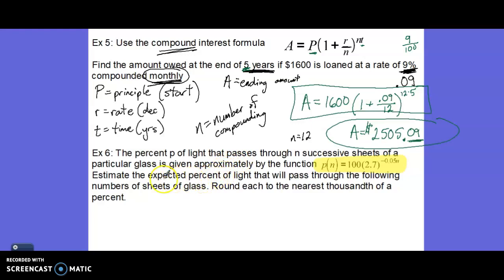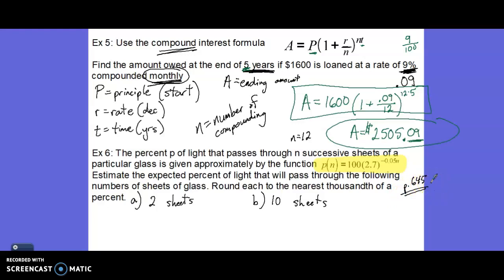It's asking you to estimate the percent of light that will pass through the following number of sheets of glass. Oh, I don't have the number that I want here. I think it was a table, wasn't it? Yep, I definitely messed this up. In part A, they wanted 2 sheets of glass. And in part B, they wanted 10 sheets of glass. And if you're curious, I'm on page 6045. So I'm letting you know where I got this problem from.